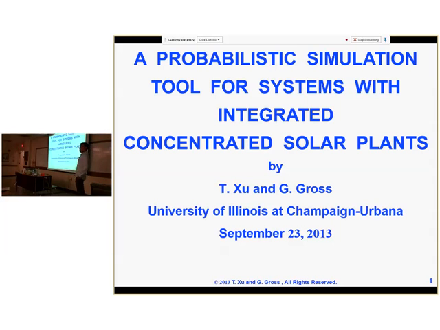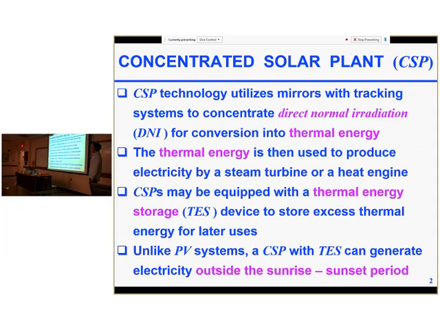Hello everyone. In today's presentation, I'm going to describe the construction of a probabilistic simulation tool for systems with integrated concentrated solar plants. The concentrated solar plant technology is a promising approach to harness solar energy with several important implementations around the world.